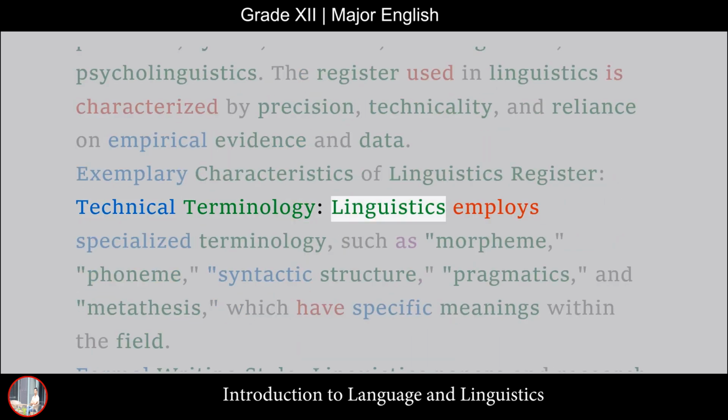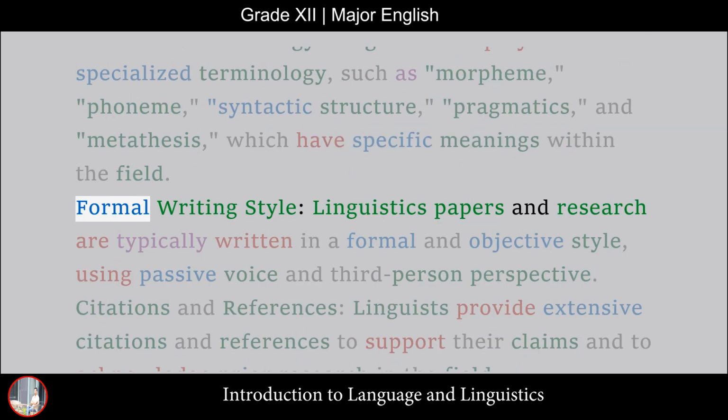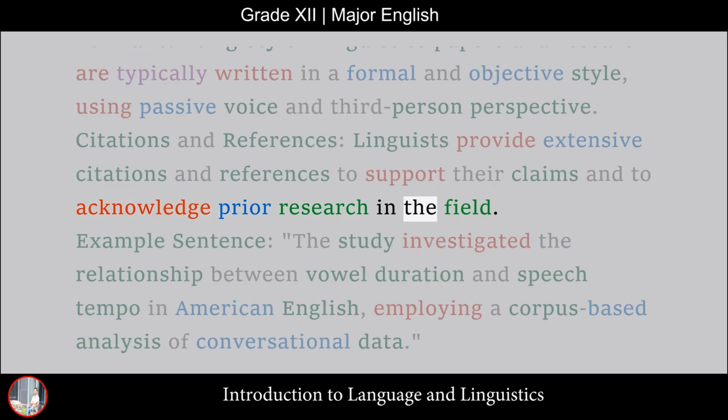Technical terminology. Linguistics employs specialized terminology, such as morpheme, phoneme, syntactic structure, pragmatics, and metathesis, which have specific meanings within the field. Formal writing style. Linguistics papers and research are typically written in a formal and objective style, using passive voice and third-person perspective. Citations and references. Linguists provide extensive citations and references to support their claims and to acknowledge prior research in the field. Example sentence: the study investigated the relationship between vowel duration and speech tempo in American English, employing a corpus-based analysis of conversational data.